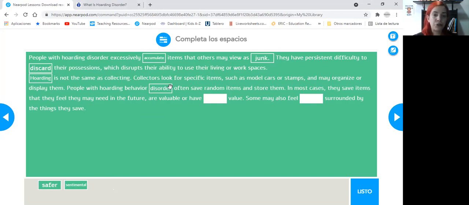People with hoarding behavior disorder often save random items and store them, and find it difficult to organize them and display them. In most cases, they save items that they feel they may need in the future, are valuable, or have value. What kind of value? A sentimental value.